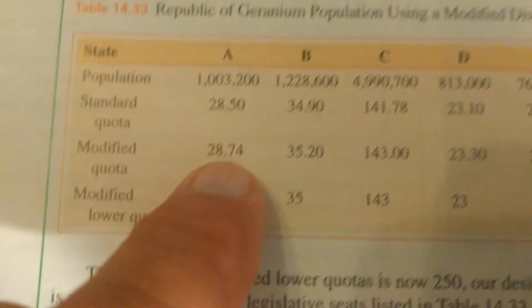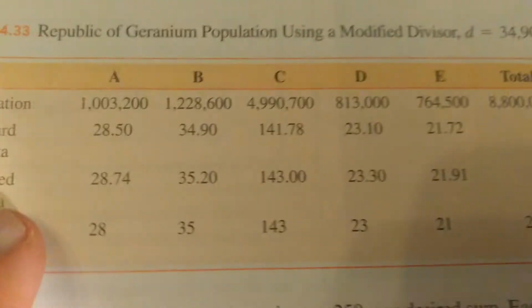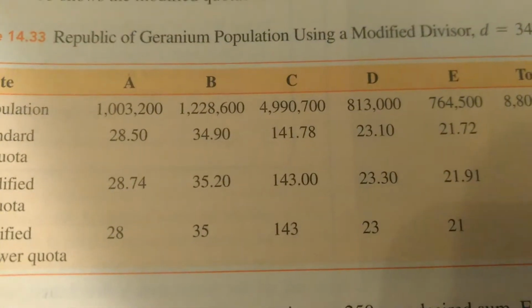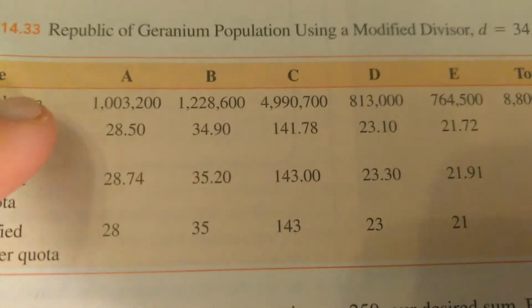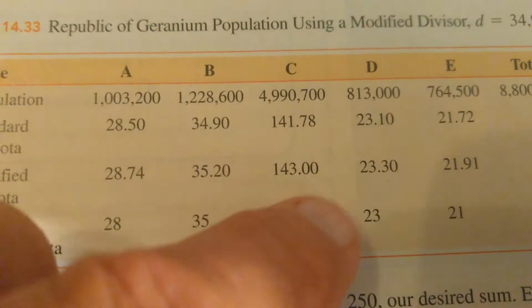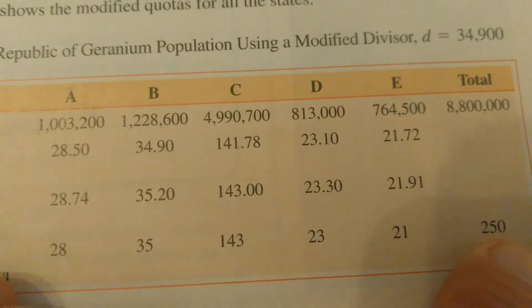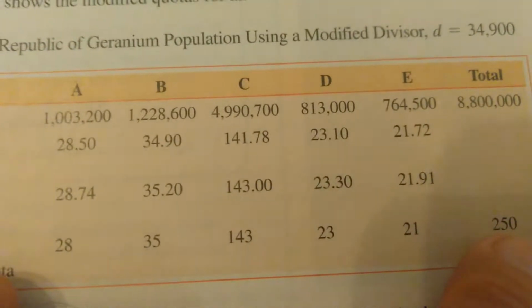And by dropping it down to 34,900, we now get these values. And again, in Jefferson's method, you're taking the lower quota. So what happens is this goes to 28, this goes to 35, this goes to 143, 23, 21. When we round it together, we get 250, and so we're done.